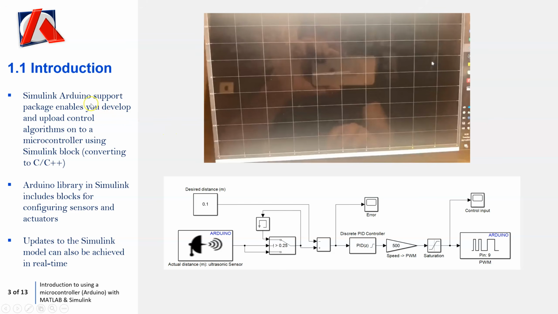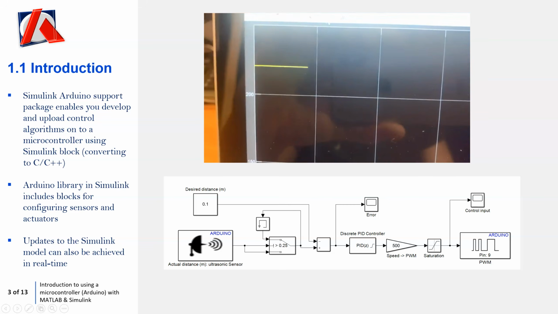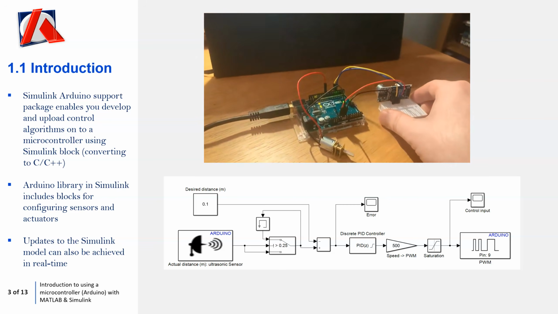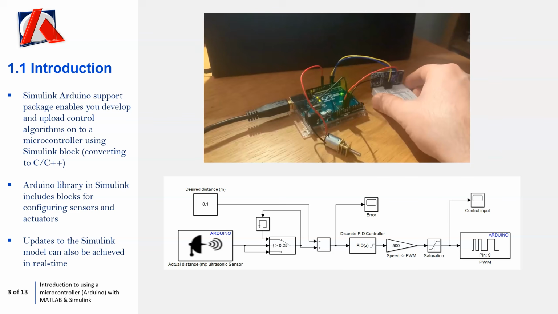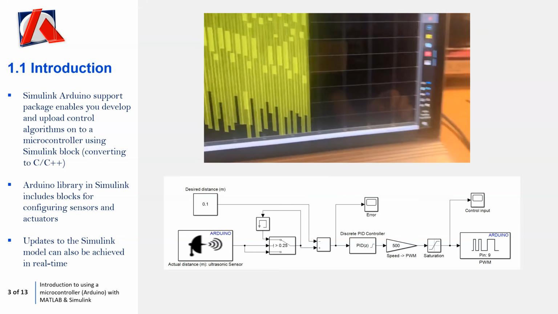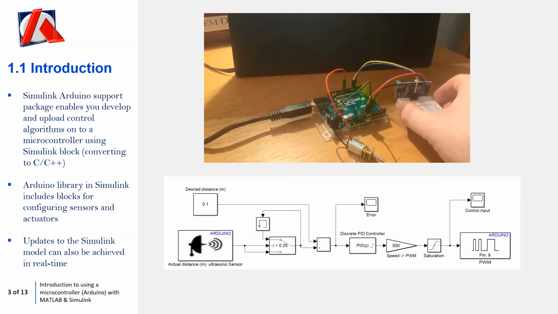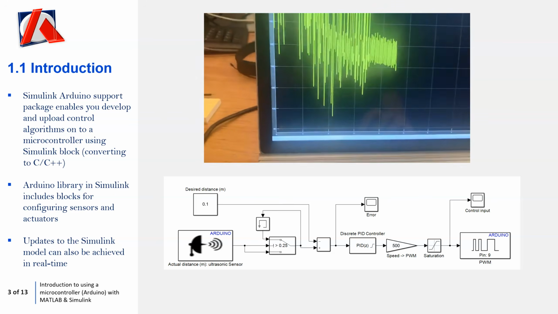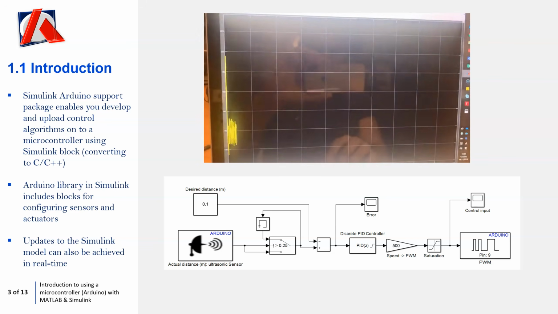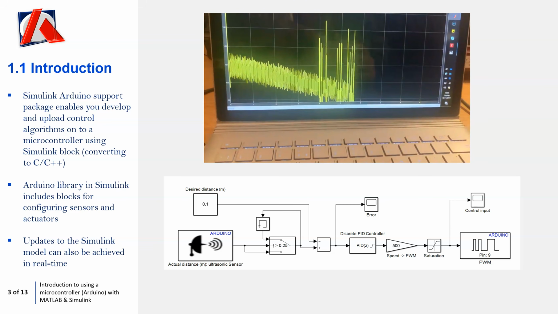So the Simulink Arduino support package enables you to upload a control algorithm to a controller using Simulink blocks. You then convert it to C code on the microcontroller board. There's the Arduino library in Simulink that I'll show you how to install in a couple of slides. And you can use traditional blocks that you've been used to using so far, such as gain blocks, scopes, etc. You can also update some of the parameters within the Simulink model in real time. So you can change parameters and then see the effect that it has on the actual system in hardware.